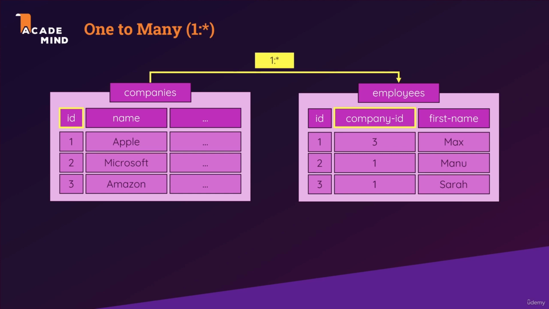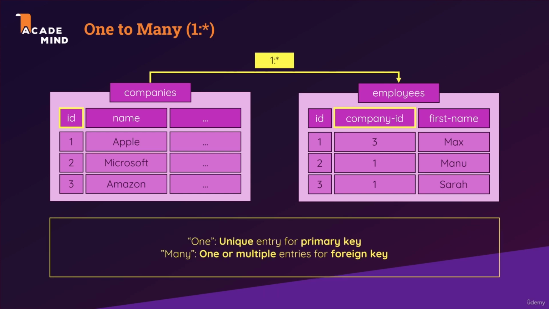So one-to-many. We have one, so a unique entry for the primary key in the companies table for the ID column, and we have many, so one or multiple entries, here the case for the company ID 1, in the employees table for the foreign key. So this is the one-to-many relationship case.